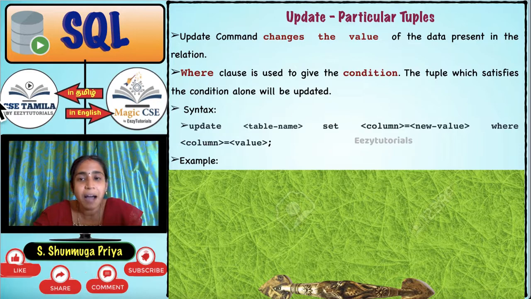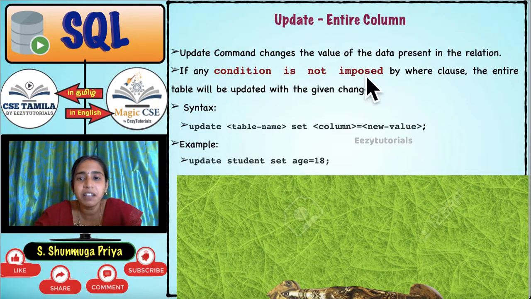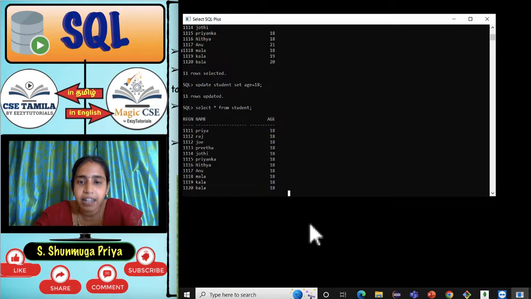So with the update command, you can update either particular tuples with the help of the where clause, or if you skip the where clause and do not impose any condition, then the entire column will be updated. So that's all regarding the update command.